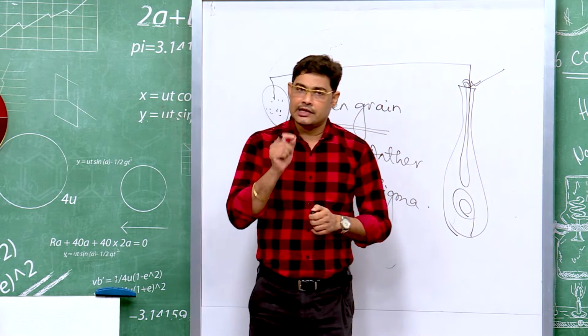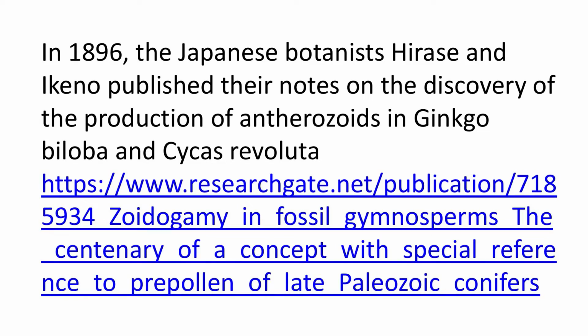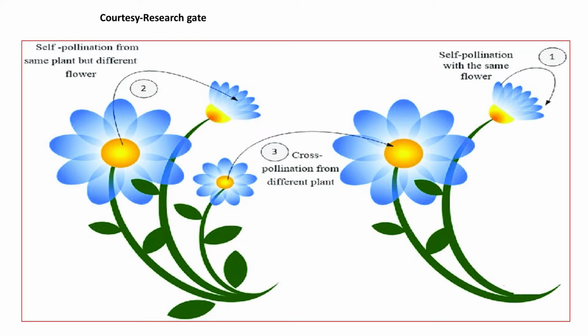Let us see another slide. So, this is about the Japanese botanists. They have also said that ginkgo and cycas, these are gymnospermic plants, and in those plants they have discovered this process called zoidogamy. So, let us see this slide, self pollination and cross pollination.